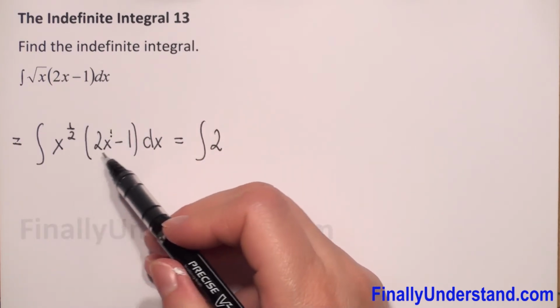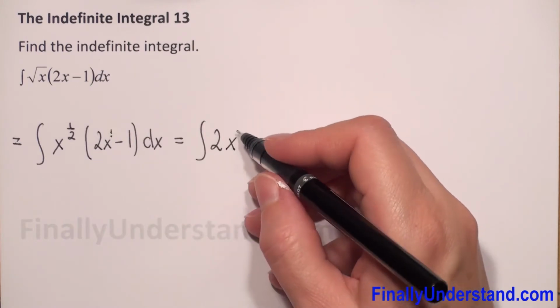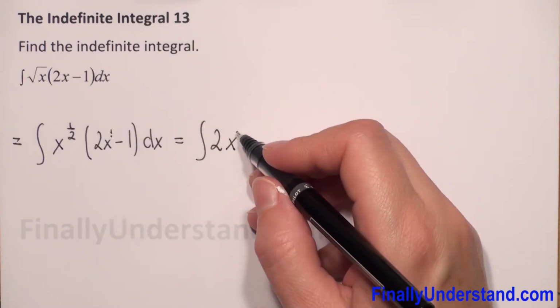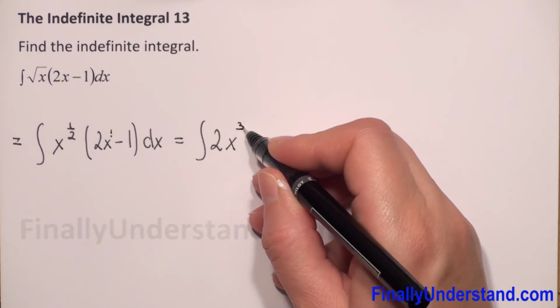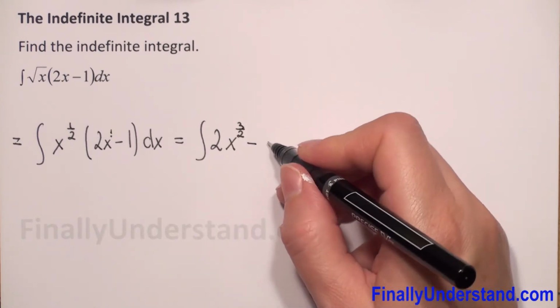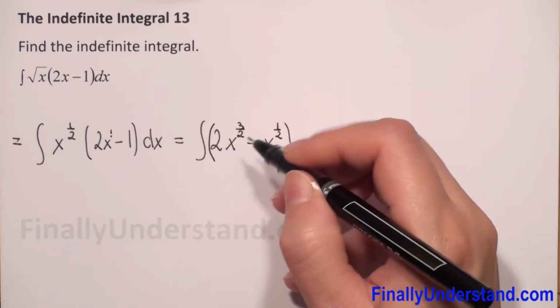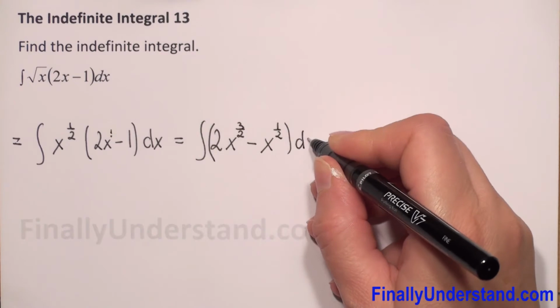When we have the same base, we have to copy the base and we have to add exponent. 1/2 plus 1 is 3/2. And we have minus x to power 1/2. Everything is with respect to x.